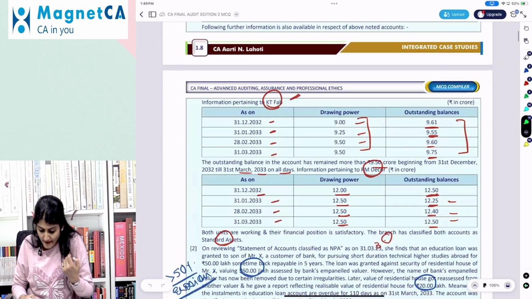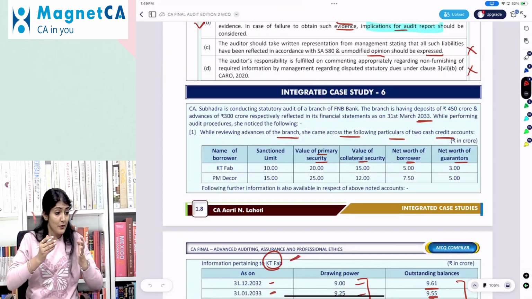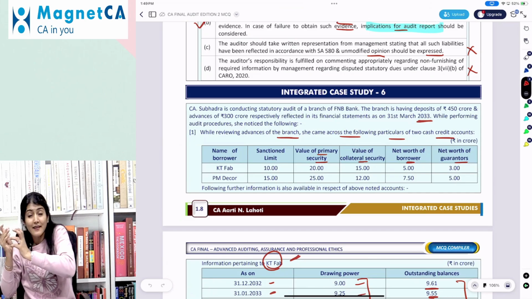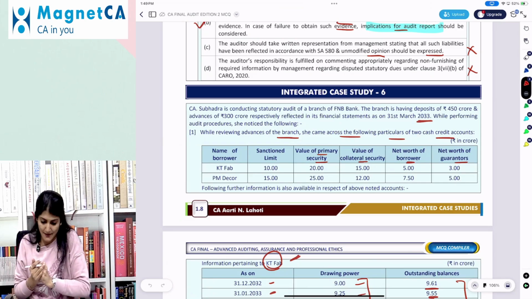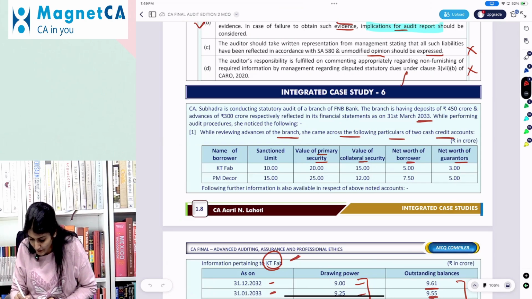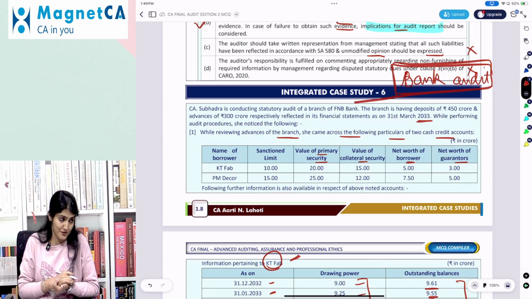Okay, right? So that's an interesting case study. When we study the MCQs, it also gives us an insight regarding what should be our approach when we are studying a particular topic in a chapter. Right, so bank audit, integrated case study 6, we can just write down that the entire case study is related to the bank audit chapter. Okay.